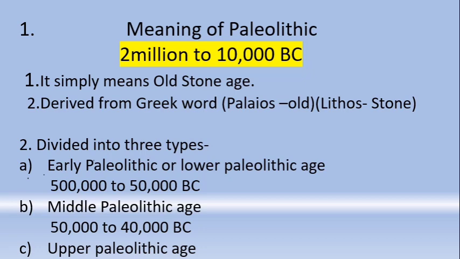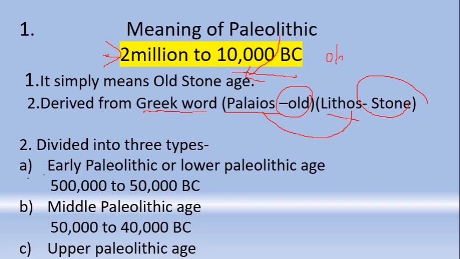The time period of the Paleolithic Age starts from 2 million to 10,000 BC, and the meaning of Paleolithic Age is the Old Stone Age. It has been derived from the Greek words Paleos, which means old, and lithos, which means stone. So when we combine these two words, Paleos and lithos together, we get the Old Stone Age.